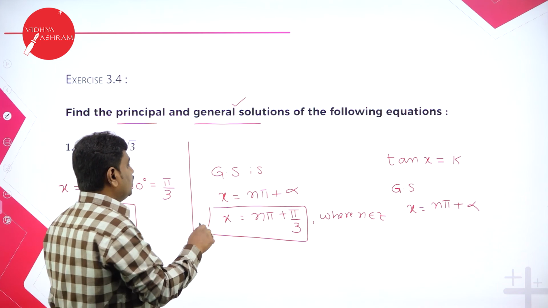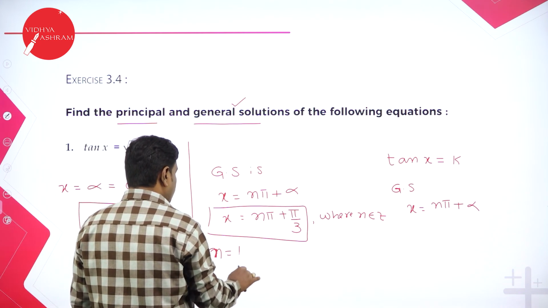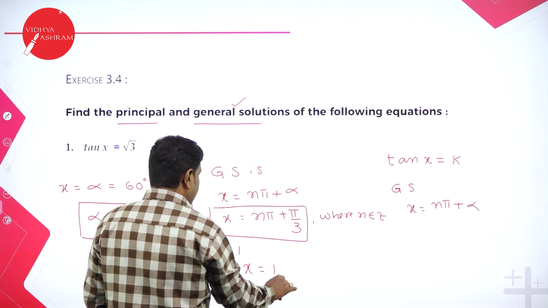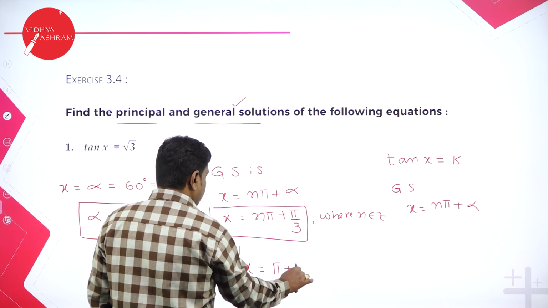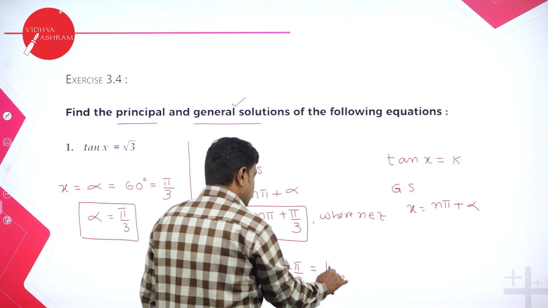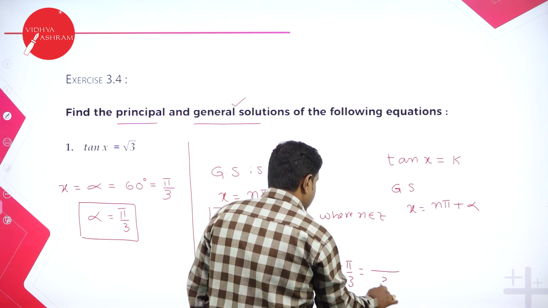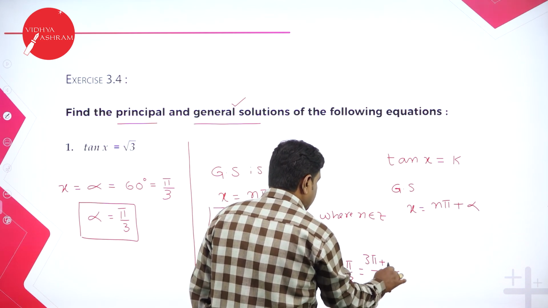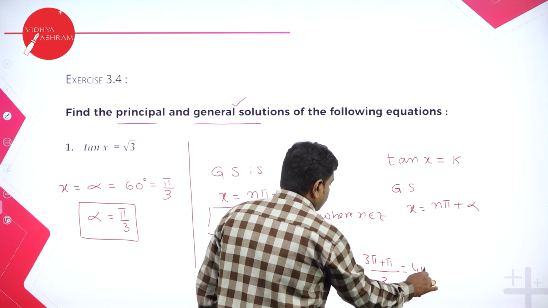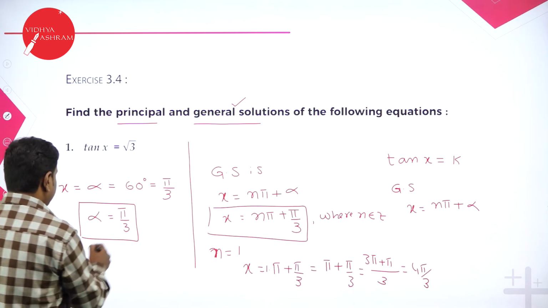How many values will we get? We'll see. So now x, n is an integer. I'll put 1. So then it will become 1 into pi plus pi by 3, that is pi plus pi by 3. All of you know pi plus pi by 3. What is the LCM? 3 is the LCM. 3 pi plus pi is 4 pi by 3. So therefore the principal values: one is pi by 3.